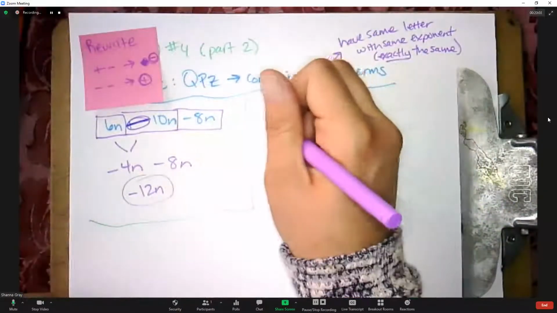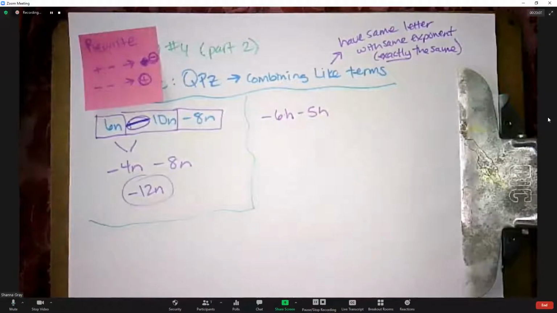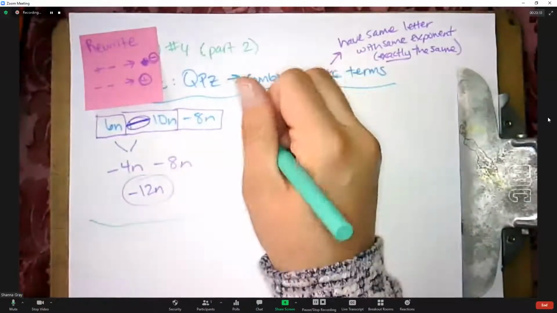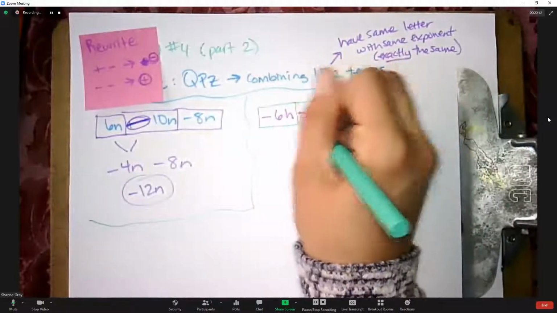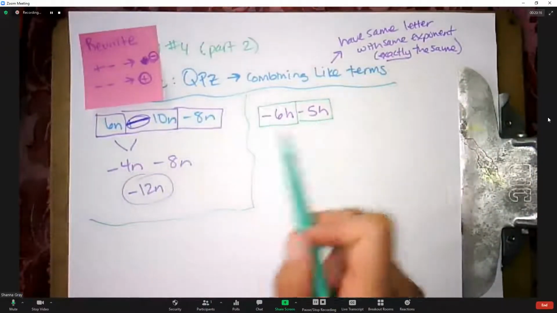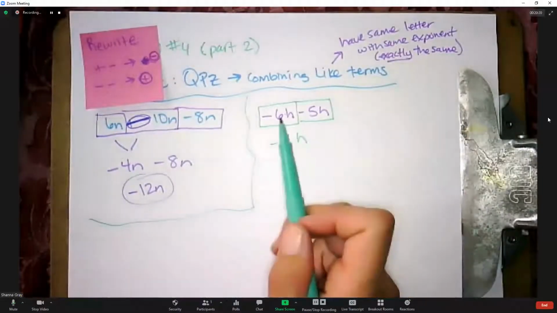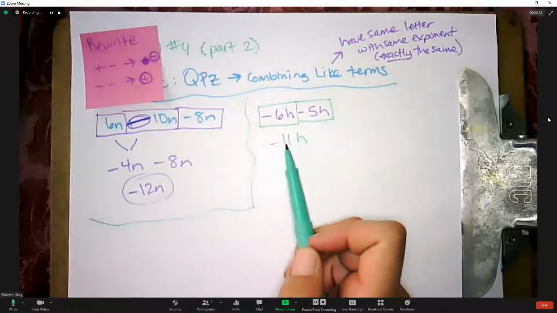If I go even easier, something like this, which was the second example I got, -6 H's here and -5 H's here. So if I have -6 in this group and -5 in this group, altogether I have 11 negatives, right? I owe 6 and I owe 5, so that means I owe 11 altogether.